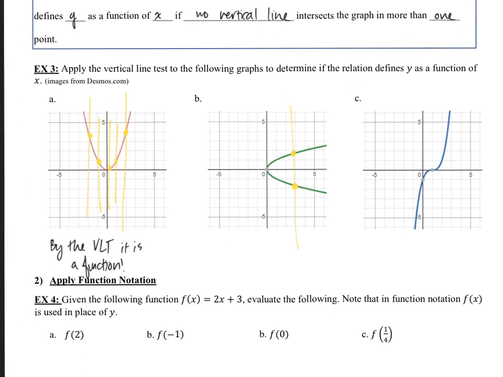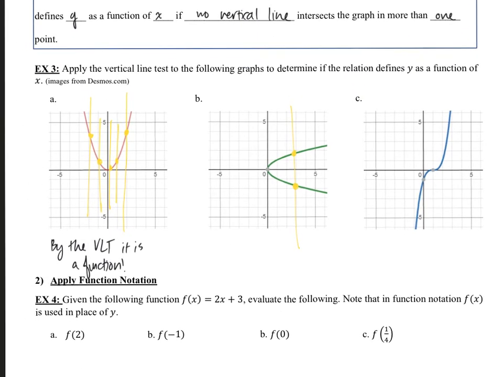So, this is actually not a function, but somebody might say, hey, wait, if I drop a line right there, it'll hit perfectly at the vertex of this parabola. And it only hits once. That makes it a function, right? The answer would be no, because even though it works here, it doesn't work on the rest of the graph, so it actually is not a function. So I'd say, by the VLT, oops, wrong pen, by the VLT, it is not a function.